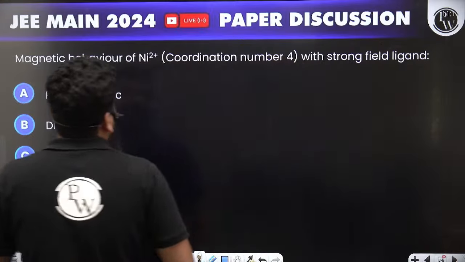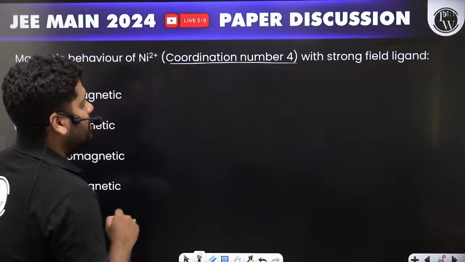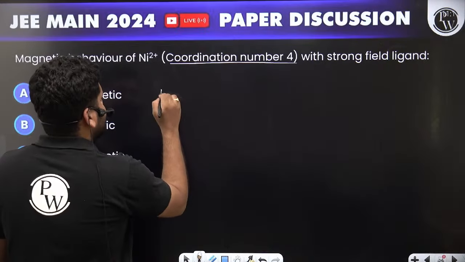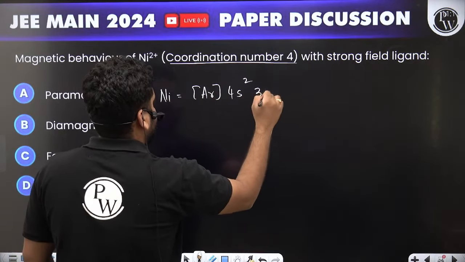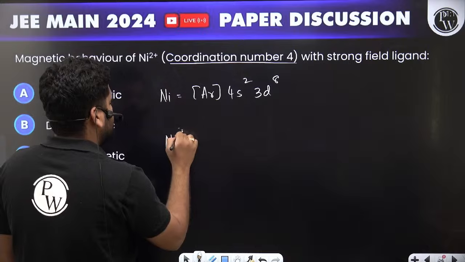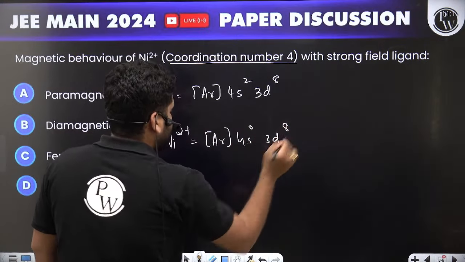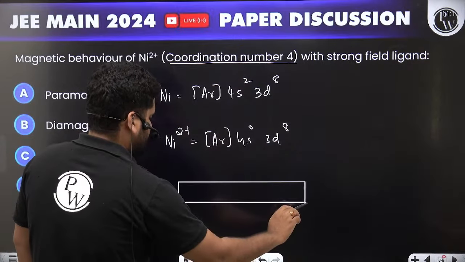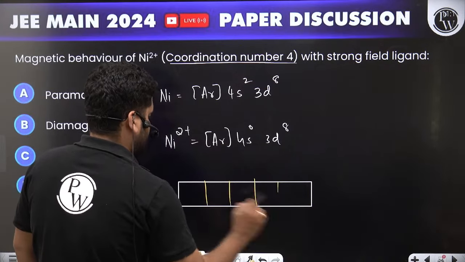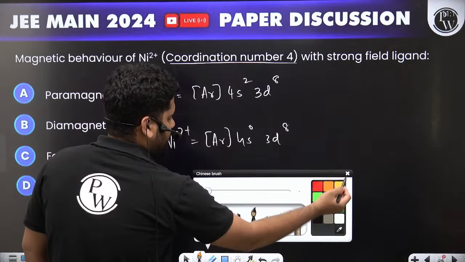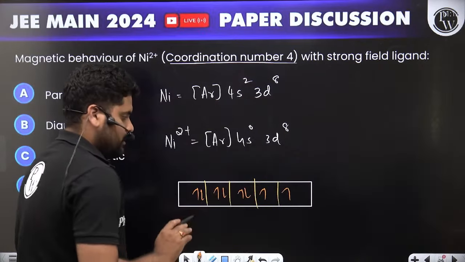Next, the magnetic behavior of Ni2+ with coordination number 4 with a strong field ligand, okay? Now, what is the electronic configuration of nickel? Nickel is argon 4s2 3d8, so Ni2+ is argon 4s0 3d8, okay? Normally the d8 would appear like this. See, the d8 configuration, 1, 2, 3, 4, and 5 orbitals. Now, we have electrons filled like this: 1, 2, 3, 4, 5, 6, 7, 8. This is the normal state.